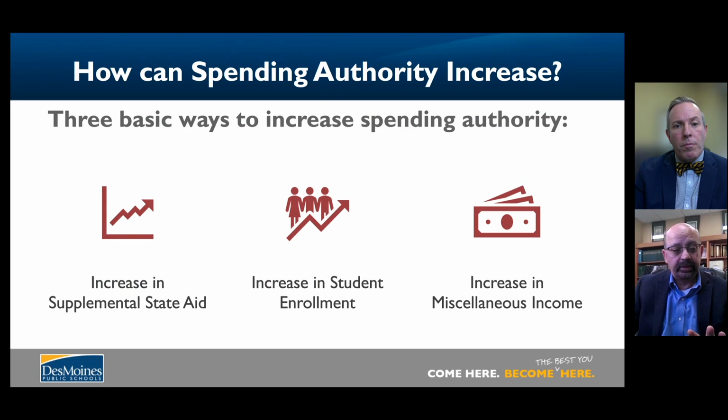How can we increase our spending authority? There are three basic ways. One is increase in supplemental state aid, which we have little or no influence on, that is set by the legislators. Increase in student enrollment, which unfortunately is declining. And a little bit of miscellaneous income. And just to give you a flavor of what miscellaneous income is, all the ESSER dollars that we got go into miscellaneous income. Any federal sources of money that we get goes over there, like title money. Also, any interest income that we get goes into miscellaneous income.